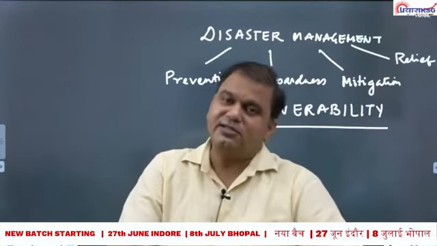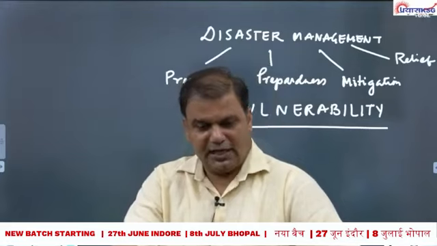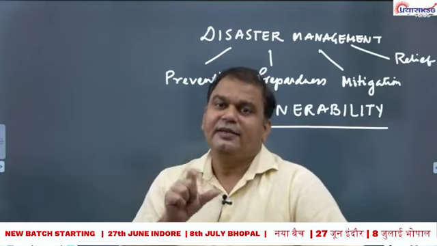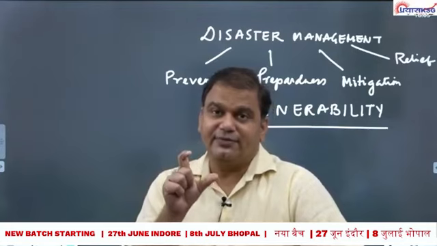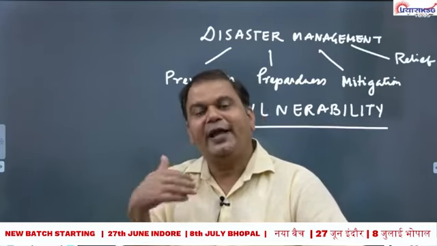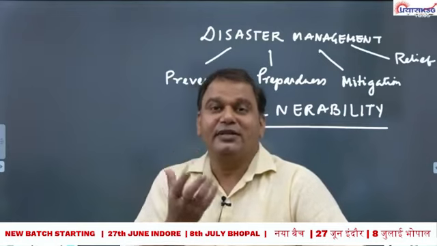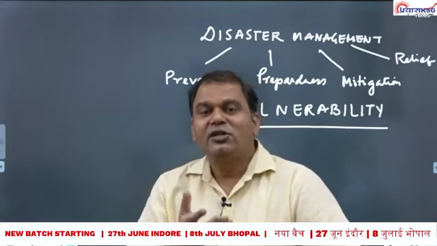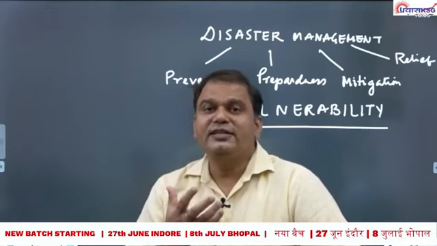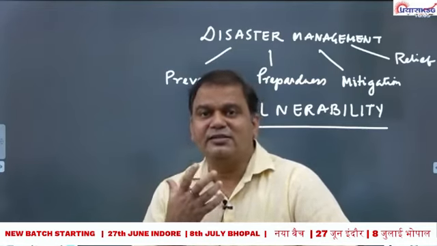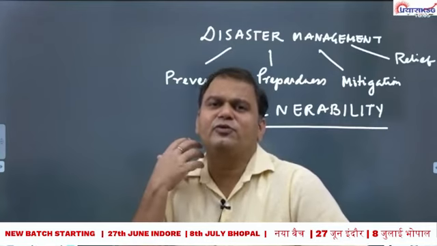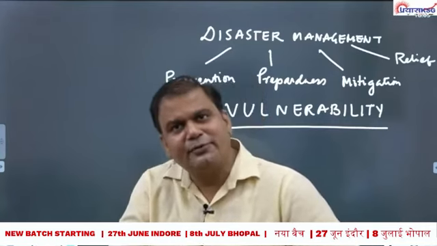If a systematic study of all these factors is made, that study would be called what? That study is called vulnerability analysis. Clear? But then the term vulnerability can also be defined. Vulnerability is nothing but weakness. Vulnerability is a negative characteristic of a group, a society, an institution, through which it is unable to cope, unable to adjust, unable to resist, unable to refrain, or unable to recover from the impact of disasters. That's how vulnerability can be defined.